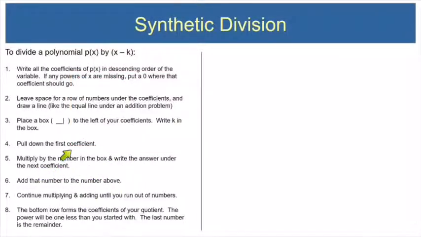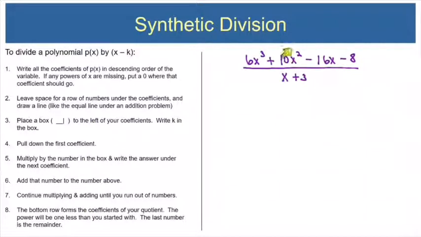Now here's the synthetic division process in words. It looks a lot harder than it actually is, but I did want you to have it written down in case that's helpful for you. So we're going to go through this synthetic division process together, and we'll look at the steps as we go. So here's the example we're going to be working with. We're doing 6x cubed plus 10x squared minus 16x minus 8, all divided by x plus 3. So let's follow the steps here. To divide a polynomial p of x, which we have in the top here, by x minus k, which we have in the bottom here.